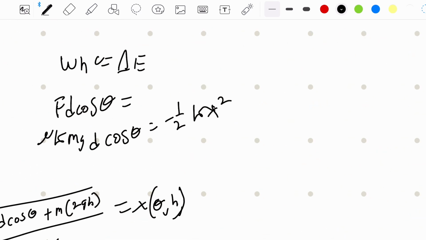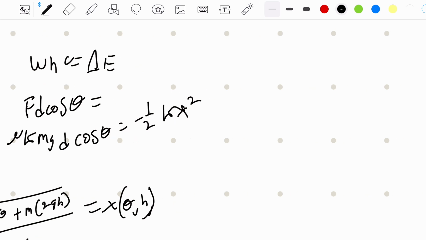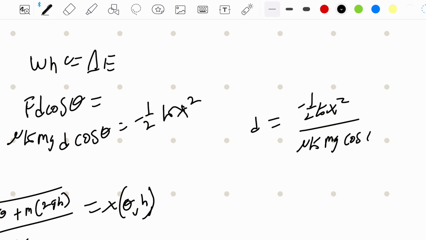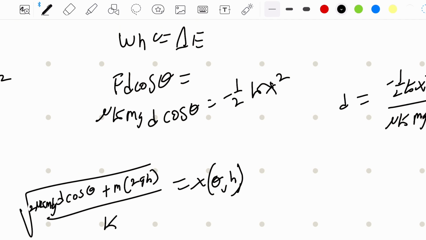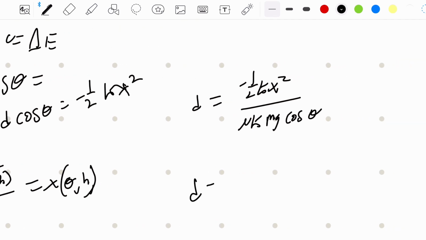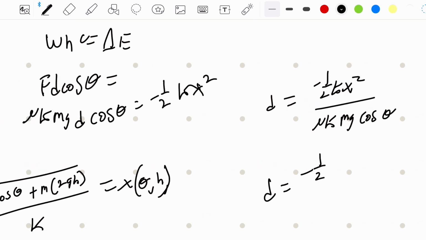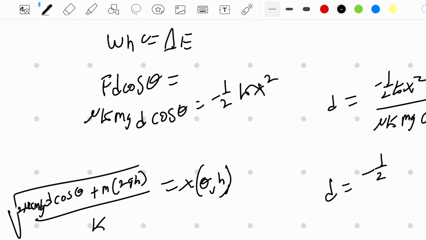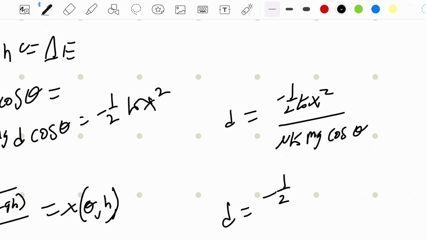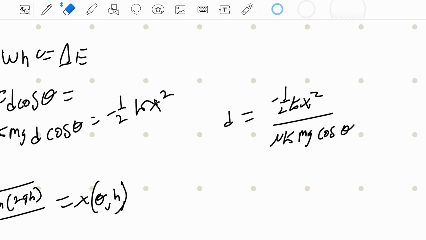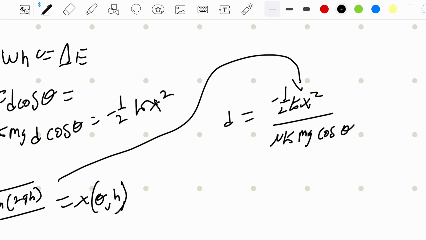Actually, we'll just solve for d off the bat. So we'll have d is equal to negative 1/2 kx squared divided by mu k mg cosine theta, and I'll plug in this nasty expression into that x. We'll just leave it like this for now, and I'll leave it as an exercise for you guys to plug it back in.